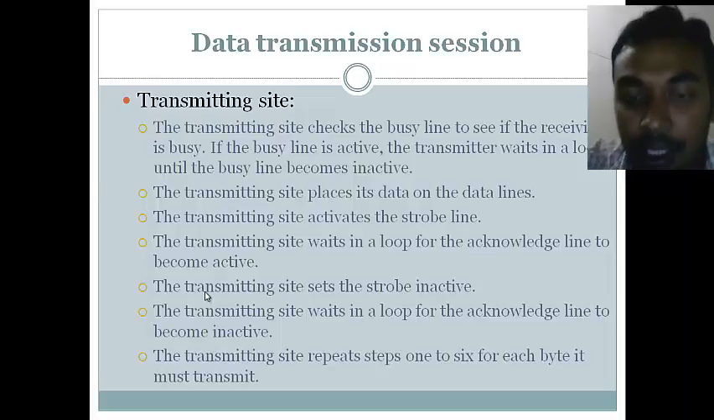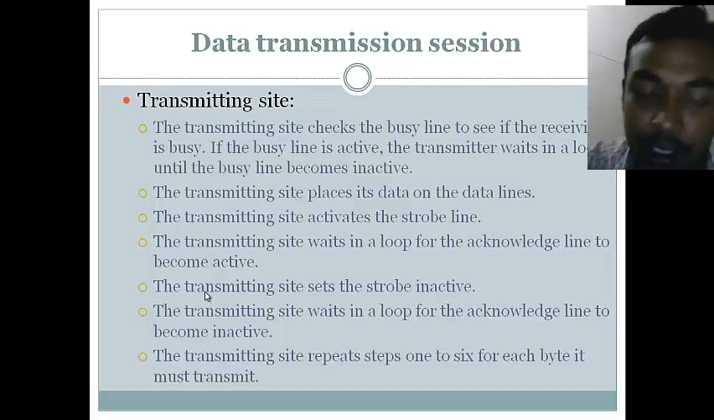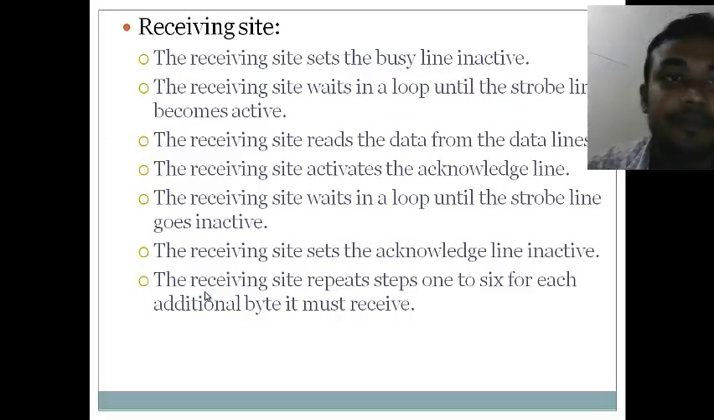And once the data is transferred, the strobe line at the transmitting side gets inactive and stops any data flow. And at the receiver end, the acknowledge line gets inactive once it finds that the strobe line is inactive. Thus this process is done step by step, repeatedly, for the total data transfer.